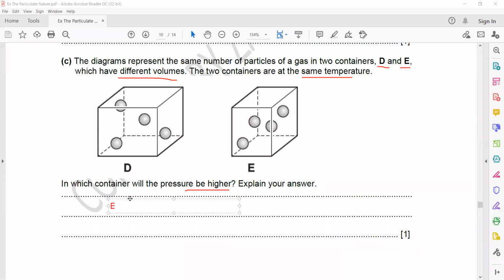And what is the reason? Because of the greater number of collisions with the wall of the container. Because it is a small space, so in a small space, molecules will collide more times with the wall. In a large space, molecules will take time to collide with the wall of the container. Is it clear? Discussion?